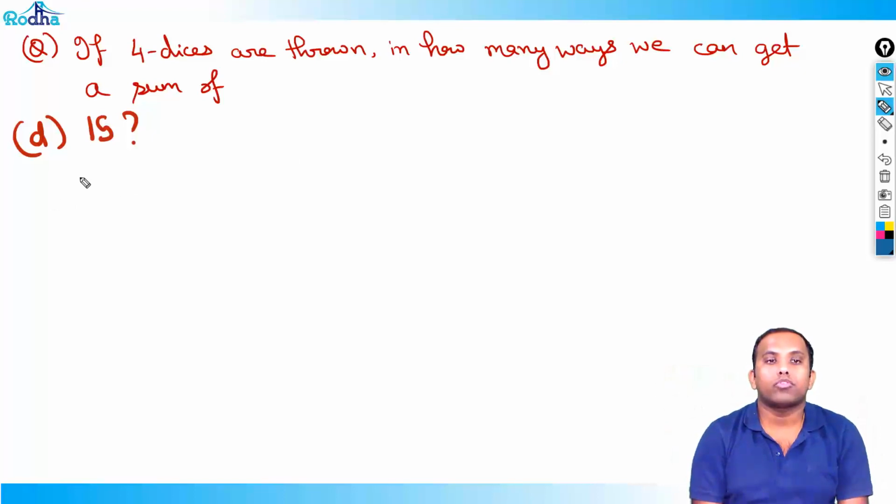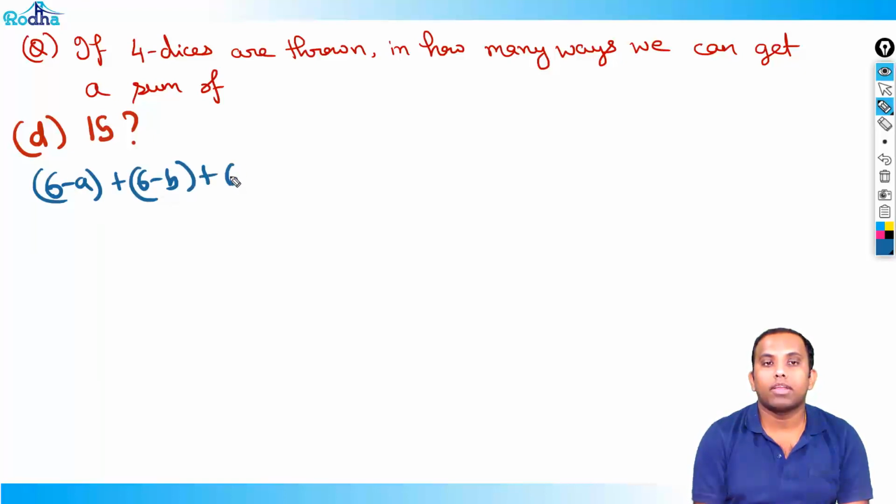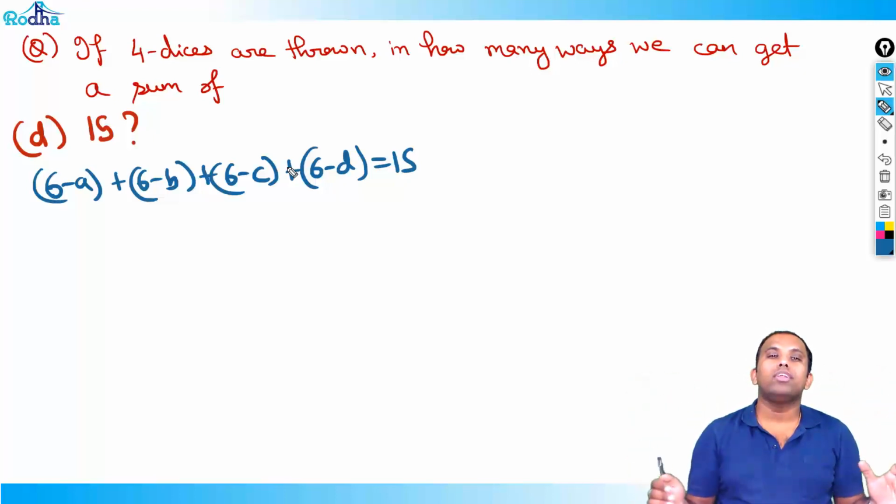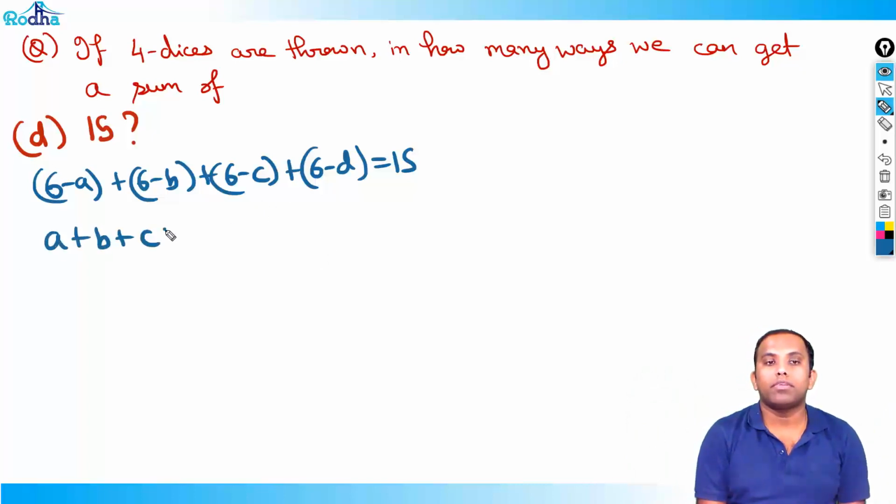So what you can do is, for 15, take 6 minus A plus 6 minus B plus 6 minus C plus 6 minus D equal to 15. Directly reverse it, right? Because you can see 15 is in the next half. Minimum sum is 4, maximum is 24, 15 is closer to 24, right? That's why take it in the reverse way. So here A plus B plus C plus D is equal to 9.